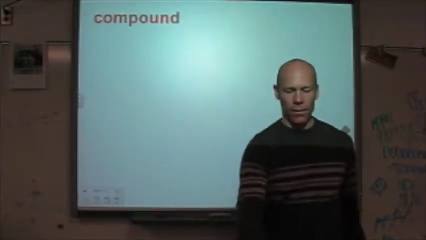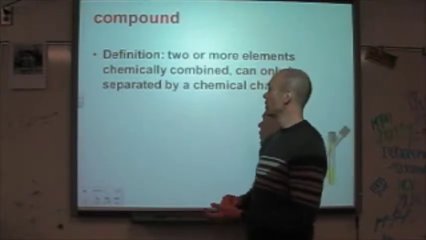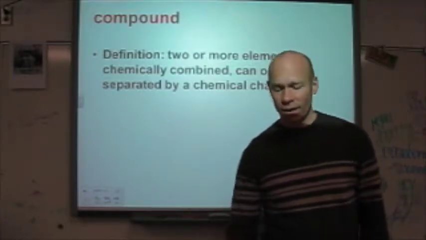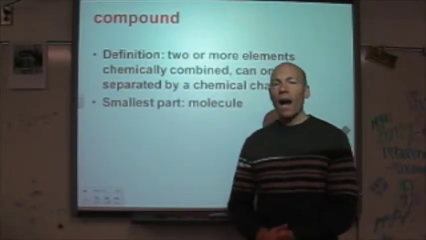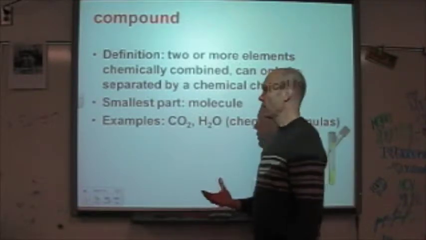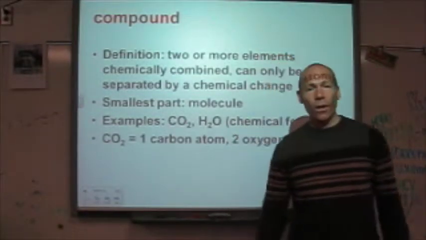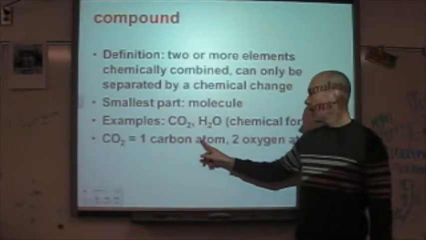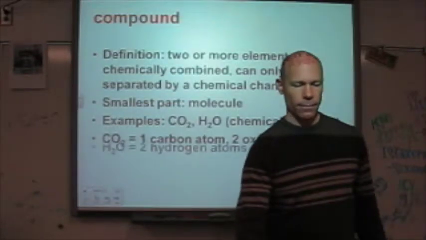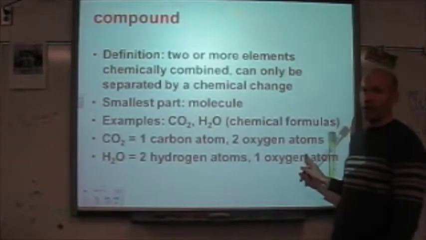If something's a compound, it's two or more elements chemically combined, and they can only be separated by a chemical change. Feel free to skip ahead on this one if you think you have it already. Otherwise, you don't need to write it down unless you feel you have to. The smallest part of a compound is a molecule, and some examples would be CO2, carbon dioxide, or H2O, water. And those are examples of chemical formulas. The CO2, the little 2, means that there's one carbon atom for every 2 oxygen atoms in each molecule. For H2O, the little 2 after the H means there's 2 hydrogen atoms and 1 oxygen atom.